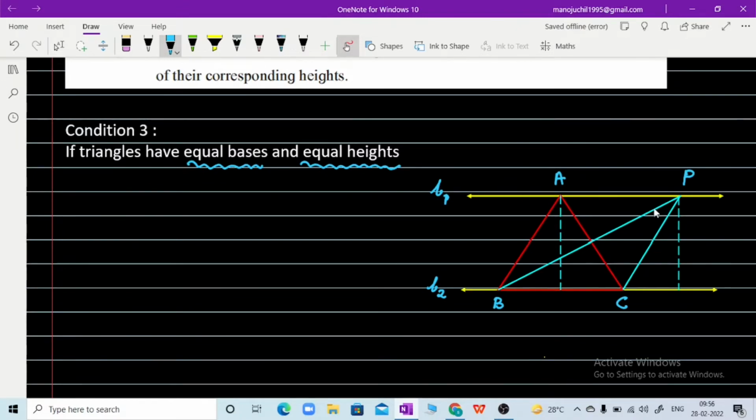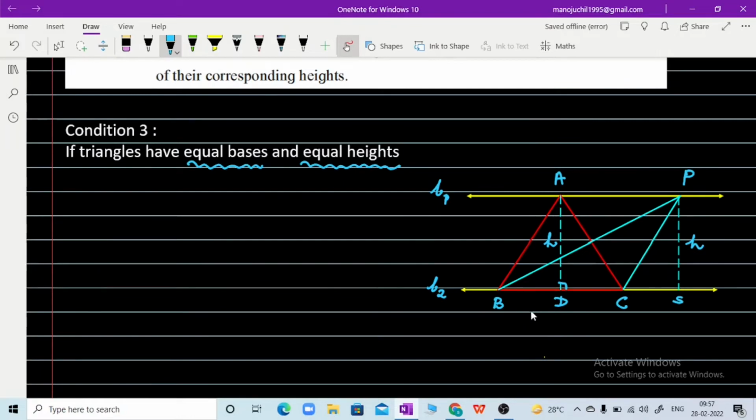So you might know, if the triangles are standing between two parallel lines, the distance between both the parallel lines is going to be equal. For the red triangle ABC, if I assume AD is the height, and for this obtuse triangle PBC, if I assume PS is the height. So the first triangle's height is AD, the second triangle's height is PS.